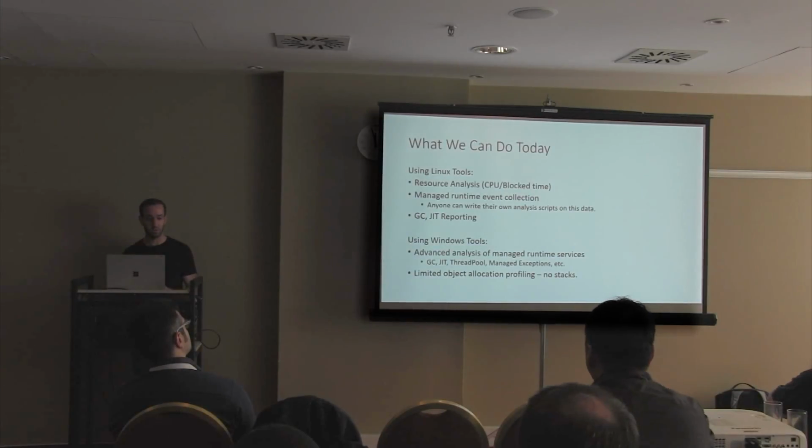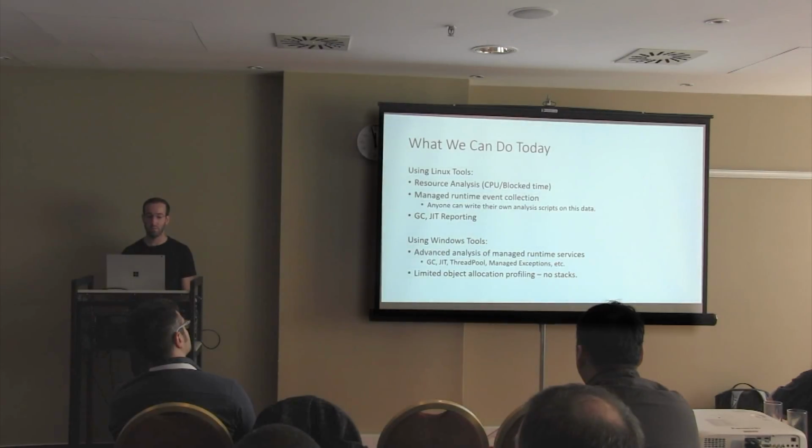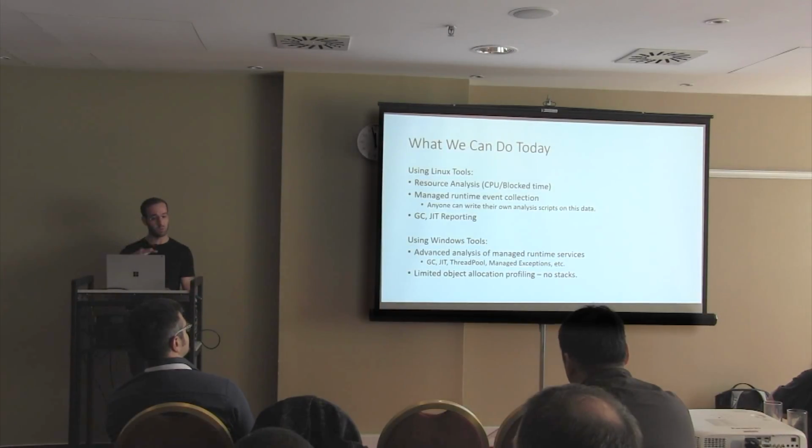So using Linux tools, we can do resource analysis, so that's things like CPU and block time. We can do managed runtime event collection, so we can collect a whole bunch of events that are instrumented throughout the runtime, and anyone can write their own analysis scripts on that data. And then we can also do GC and JIT reporting, so we can get fairly detailed information about what the garbage collector and just-in-time compiler can do. And if we're willing to take that trace over to Windows, we can do a little bit more. But our goal is to basically remove that gap so that I can take the Windows tools off of this slide.